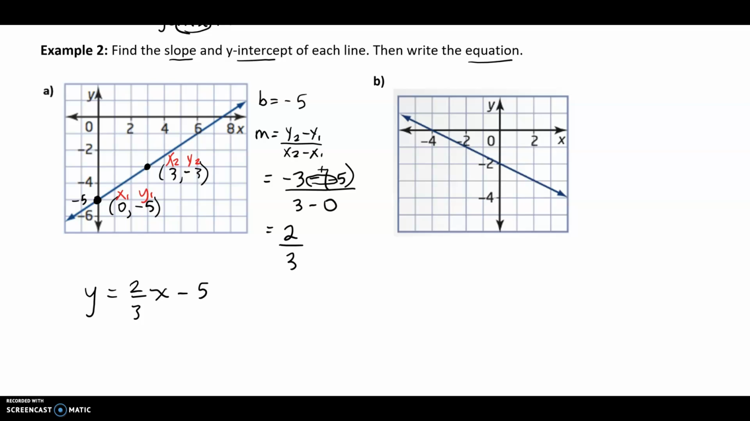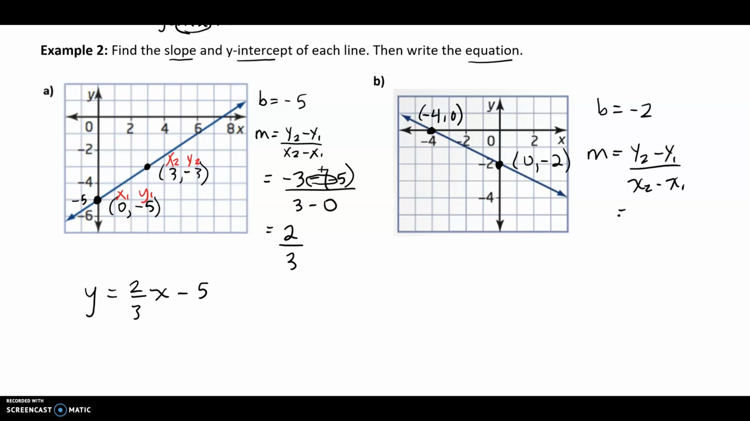And we're going to do the same thing for the next line. You might want to pause the video, do the solution yourself, and see if you get the same answer as me. So right here, we have our b value of -2. That's where it crosses the y-axis. And now I'm going to do my formula. y2 minus y1 over x2 minus x1. So I have 1 point already, 0, -2. And I'll get another point right here, and that is -4, 0.